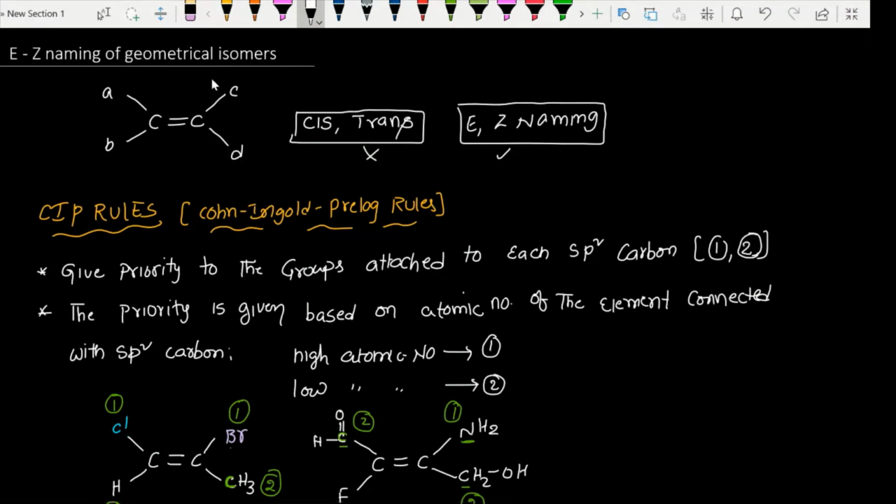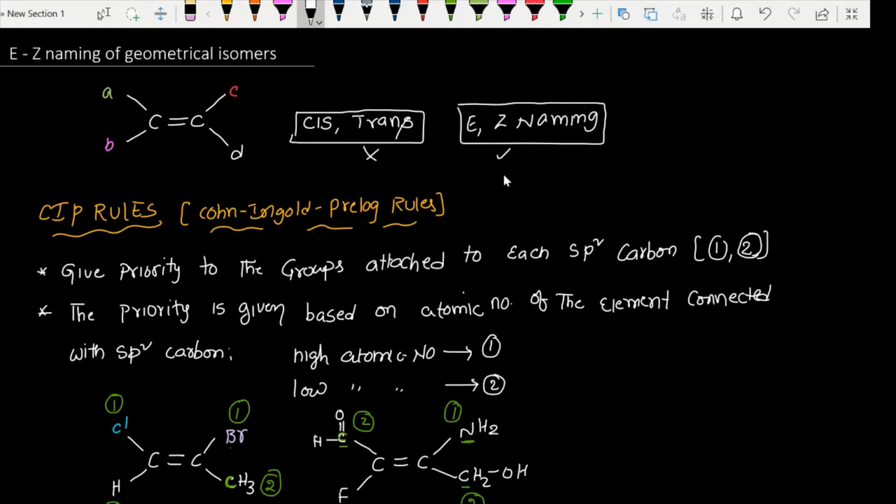So today we are going to discuss E and Z naming for geometrical isomers. As you know, whenever the groups attached to a double bond, if all the four groups are different, A, B, C, D, then we cannot apply the cis and trans naming. So then we have to go for a special naming called EZ naming.